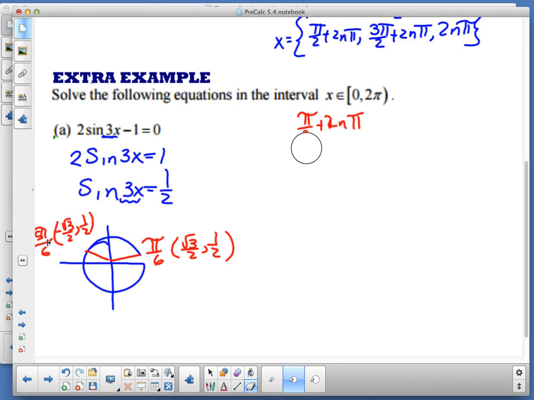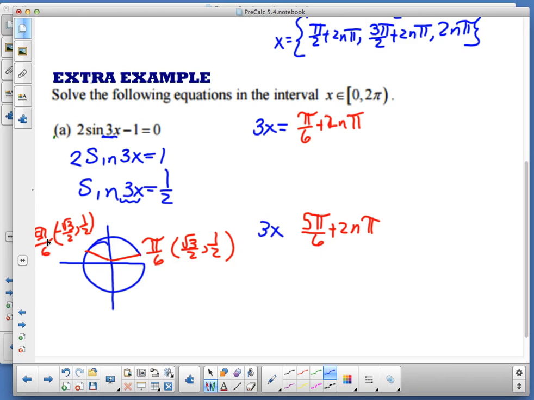And again, I did it again. Pi over 6 plus 2n pi. I also have the idea of 5 pi over 6 plus 2n pi. Now, keep in mind, we found this for when it's sine of x, but this is 3x. So how is this going to work? How would I make that x? Wouldn't I just divide by 3? So let's divide our value by 3.